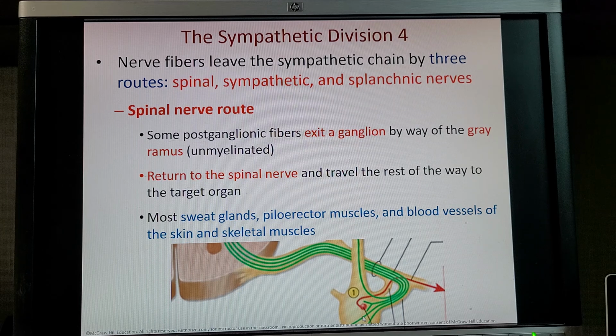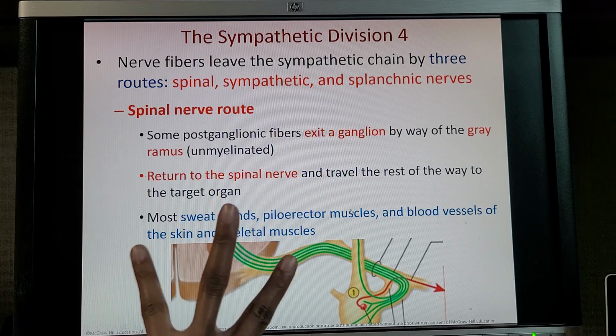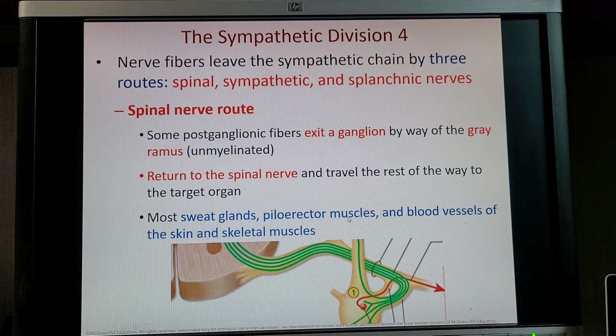So let's focus on the first one. That is our spinal nerve root. So this is going to use those communicating rami to exit the spinal nerve, synapse, and then go right back to the spinal nerve. The ones that use this are most of your sweat glands, the pilorector muscles, so the ones that fluff up your hair, as well as blood vessels to the skin and skeletal muscles, since those motor neurons that are also exiting and using this highway are going to those areas, just for normal commands.